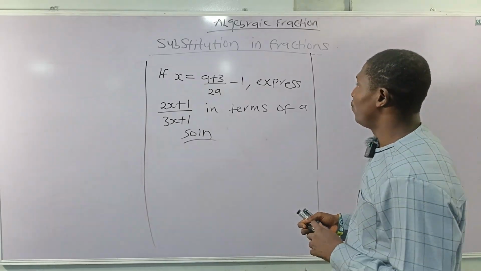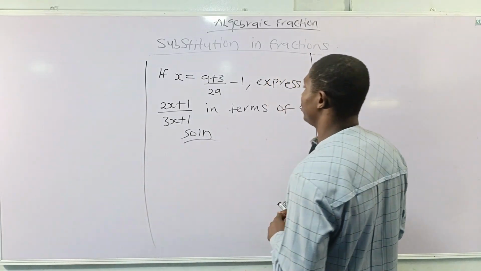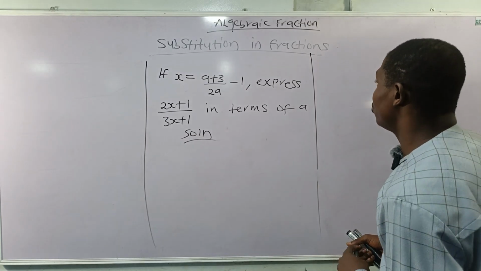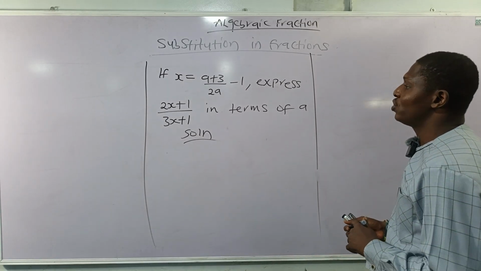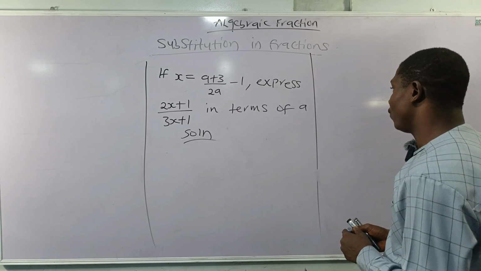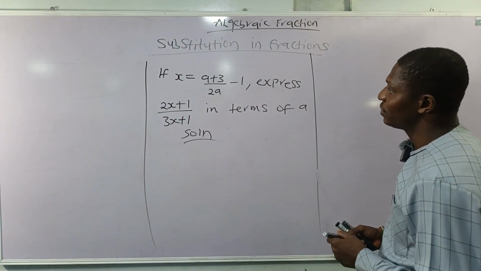So we have a question before us. It says s equals a plus 3 all over 2a minus 1. Express 2a plus 1 all over 3a plus 1 in terms of a. How do we do this?